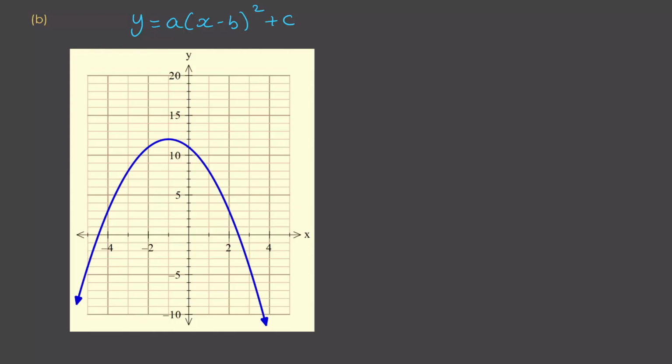So let's go to the vertex to start with. And we can see that that is at (-1, 12). And so we know that we're going to have (x plus 1) squared plus 12. We don't know the a yet.